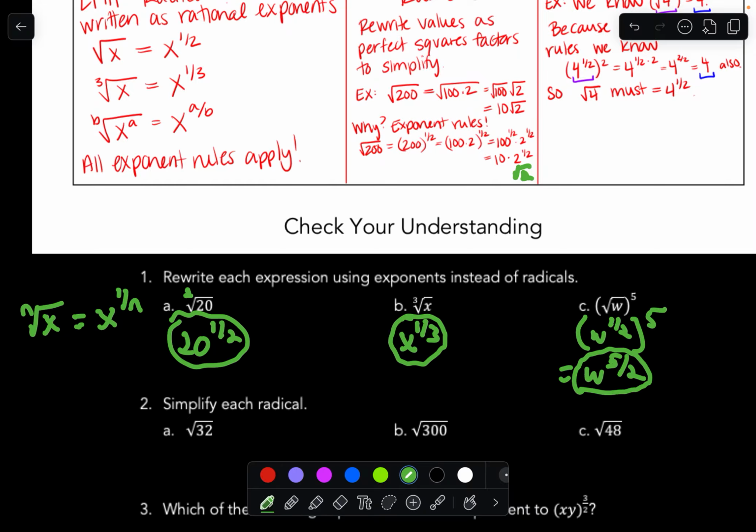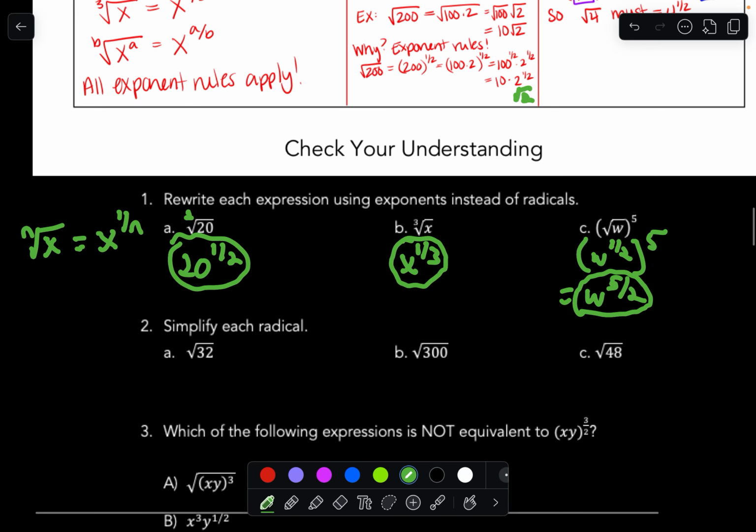Remember, the word rational really implies rational numbers are pretty much any number that can be written as a fraction. That includes integers like 5, 6, 7, because 6 is 6 over 1, 7 is 7 over 1. That's a ratio of integers.